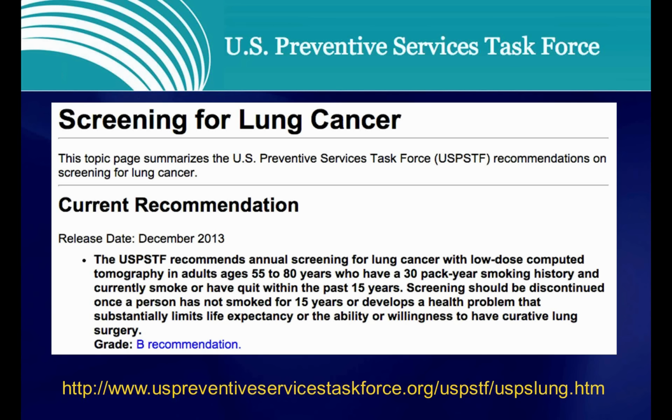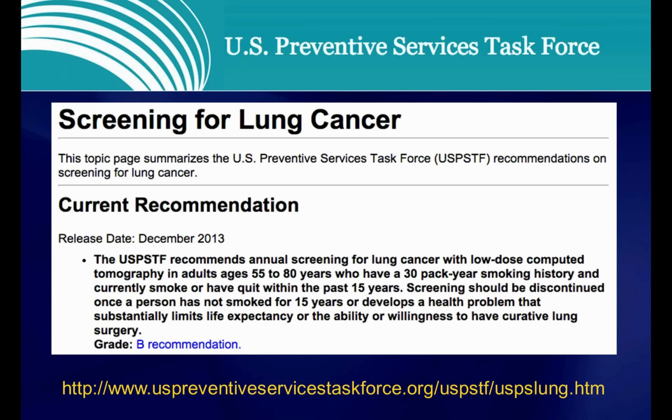This recommendation applies for annual low-dose CT screening for adults aged 55 to 80 years of age who have smoked at least 30 pack years. They must either be current smokers or smokers who have quit within the last 15 years. They also recommend that screening should be discontinued once a person has not smoked for 15 years or develops a health problem that substantially limits life expectancy or their ability or willingness to undergo curative therapy.